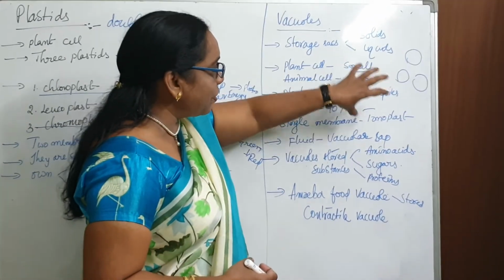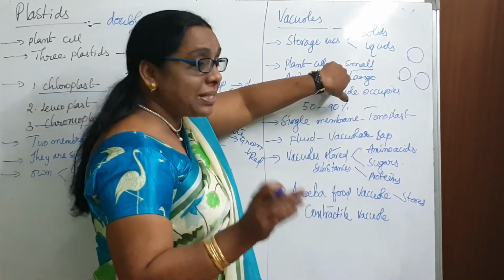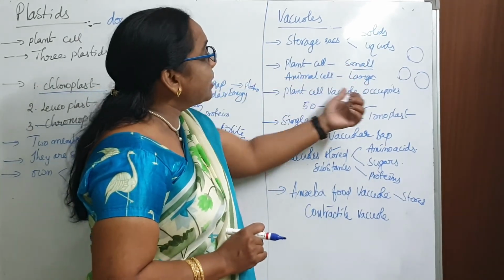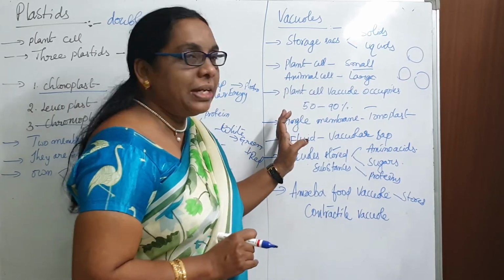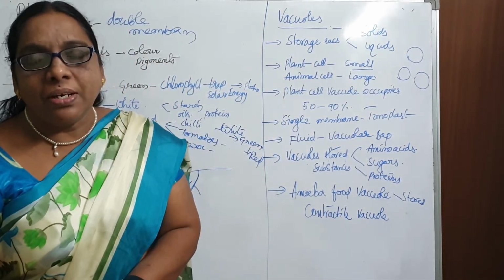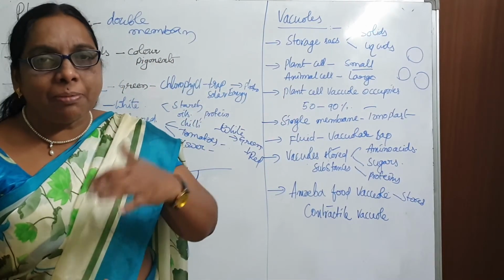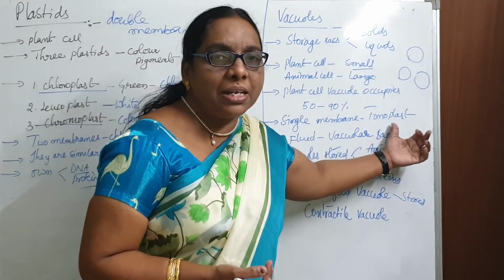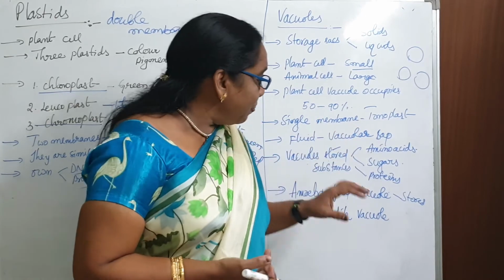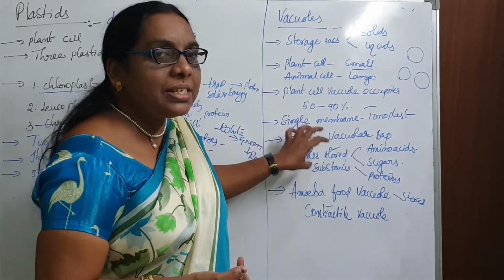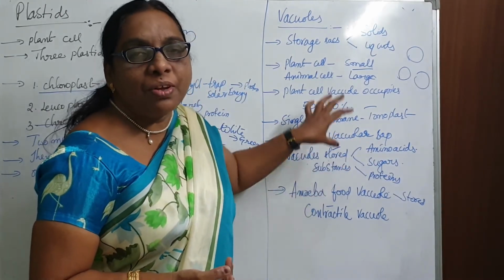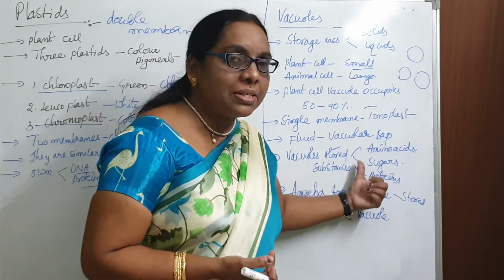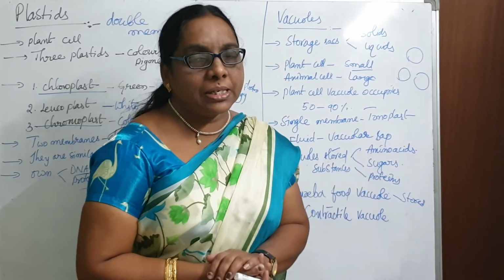In the plant cell, the vacuole occupies 50 to 90%, and these vacuoles are covered by a single membrane. That single membrane is called the tonoplast, and it is filled with a fluid called vacuolar sap. So what is the main function of the vacuoles? Vacuoles store different substances like amino acids, sugars, and proteins.